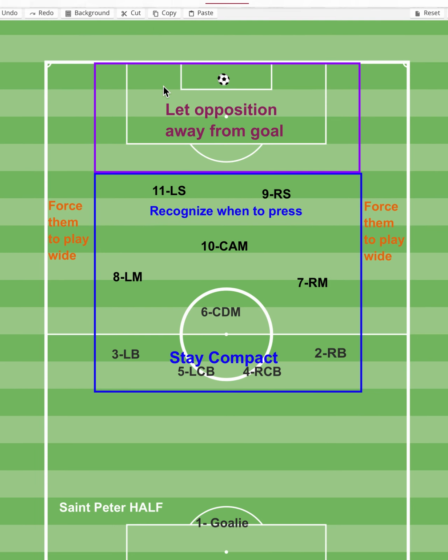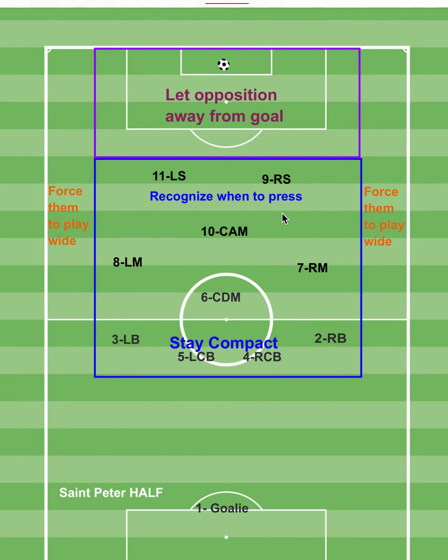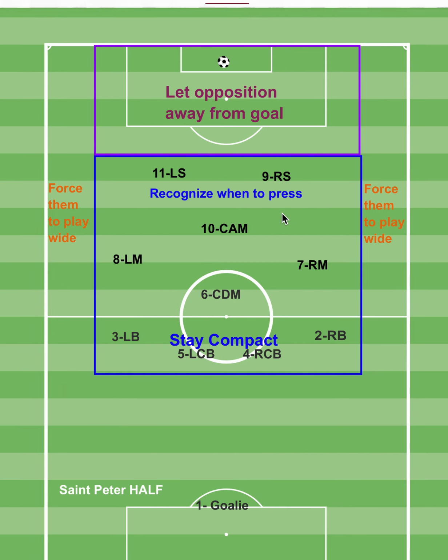Okay. As well, guys, we have the purple rectangle. Here, we are not gonna try to do a lot of pressure, guys. We are gonna let our opposition play and away from their goal. I'm gonna explain why I decided to do this, guys. So two main reasons why I took this strategy. The first one is related to our opposition's strategy, and the second one is related to our attacking or counter attack.